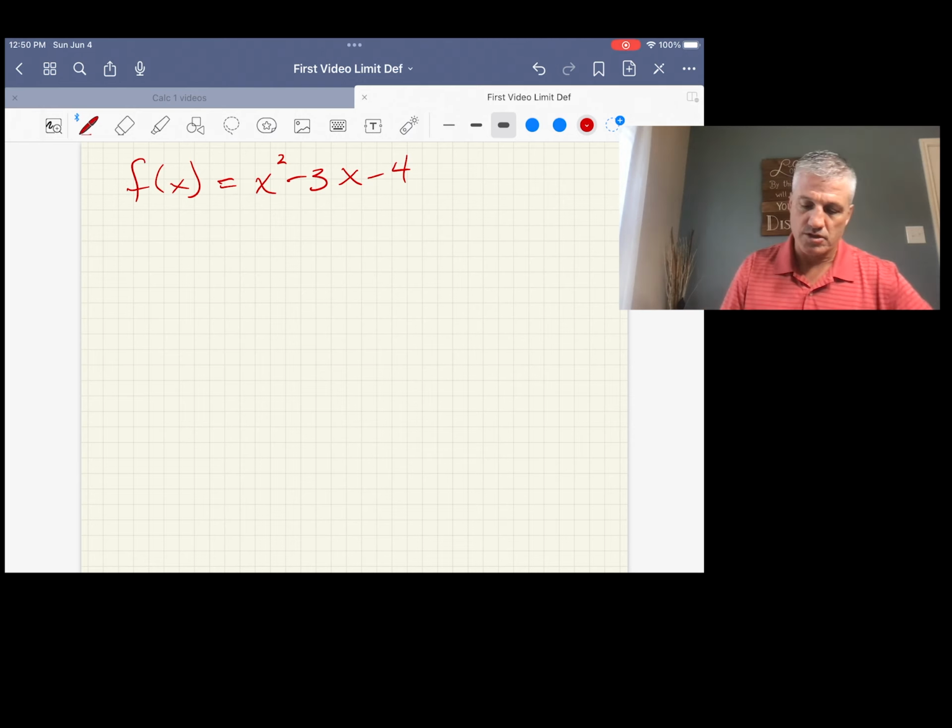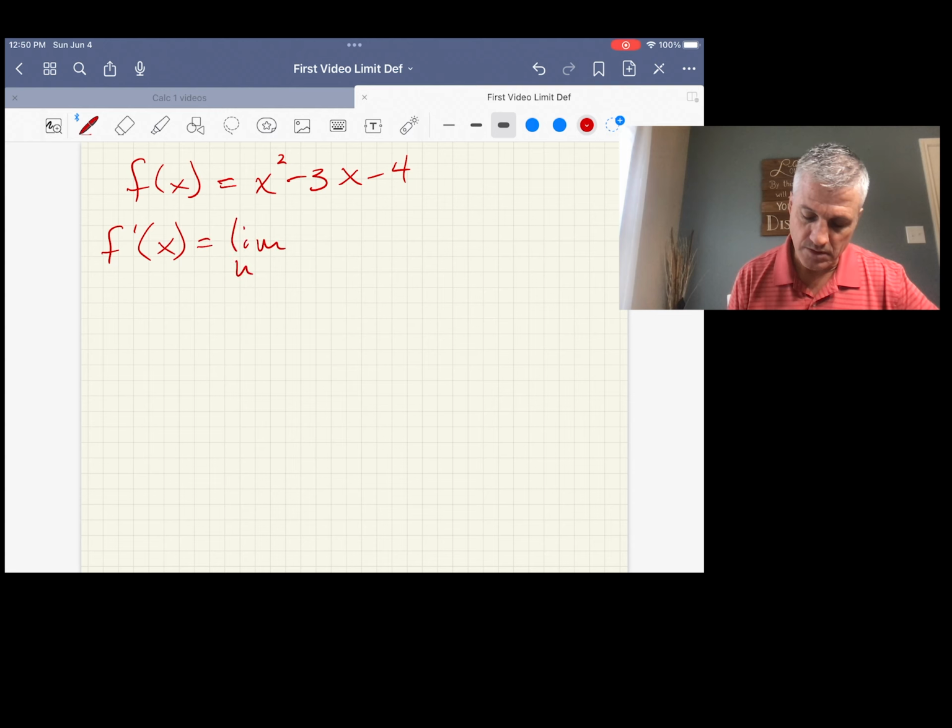All right? So let's remind ourselves of the definition using the limit of a derivative. We've defined the derivative of f, we call it f prime, to be equal to the limit as h goes to 0 of f of x plus h minus f of x, all over h.